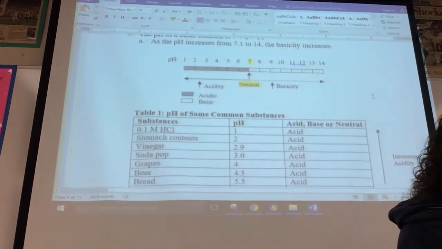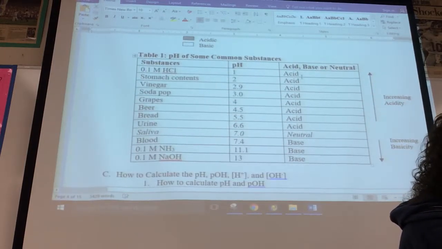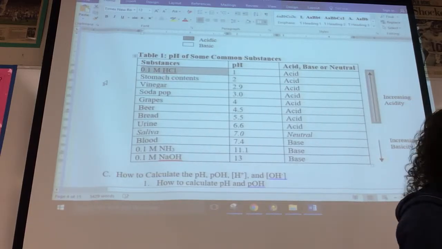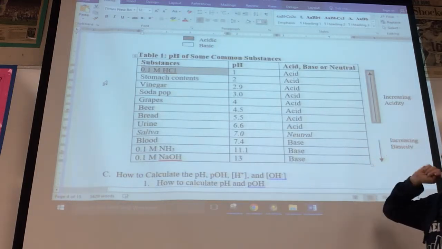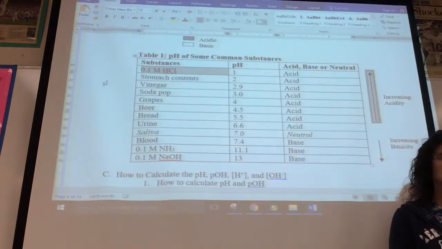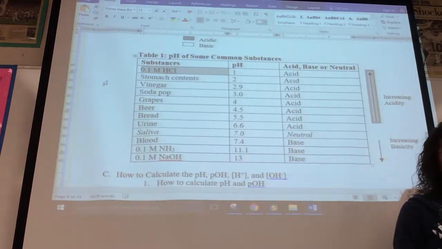Here are some common substances and their pHs, as well as indicating whether they're acids or bases. For example, 0.1 molar hydrochloric acid has a pH of about 1. It is an acid. In your stomach, you have hydrochloric acid. Your stomach is very acidic.